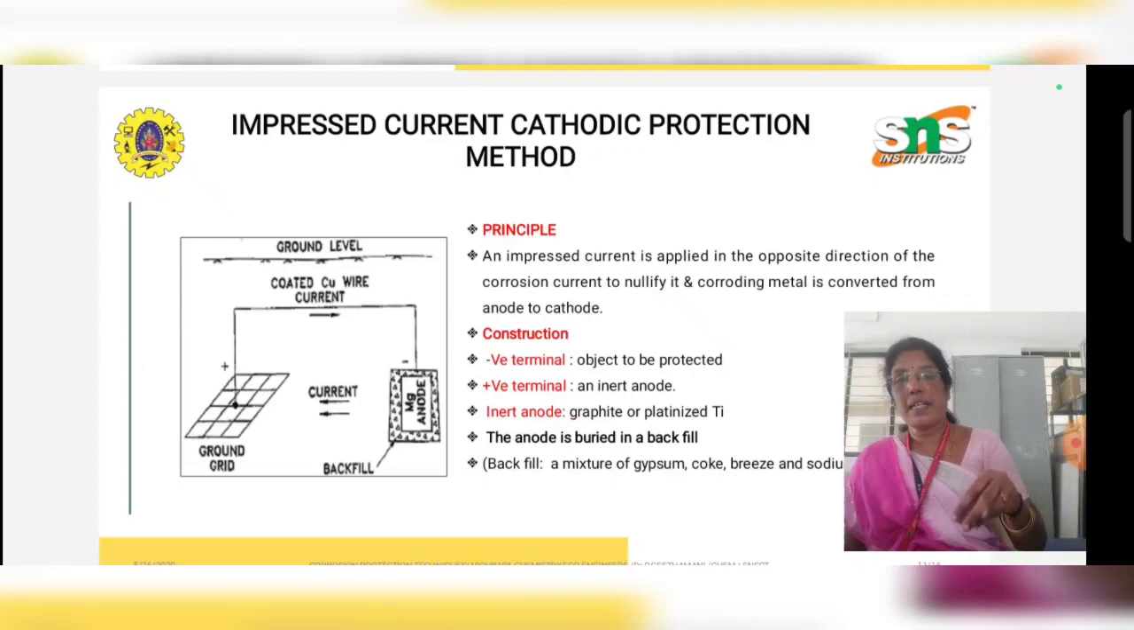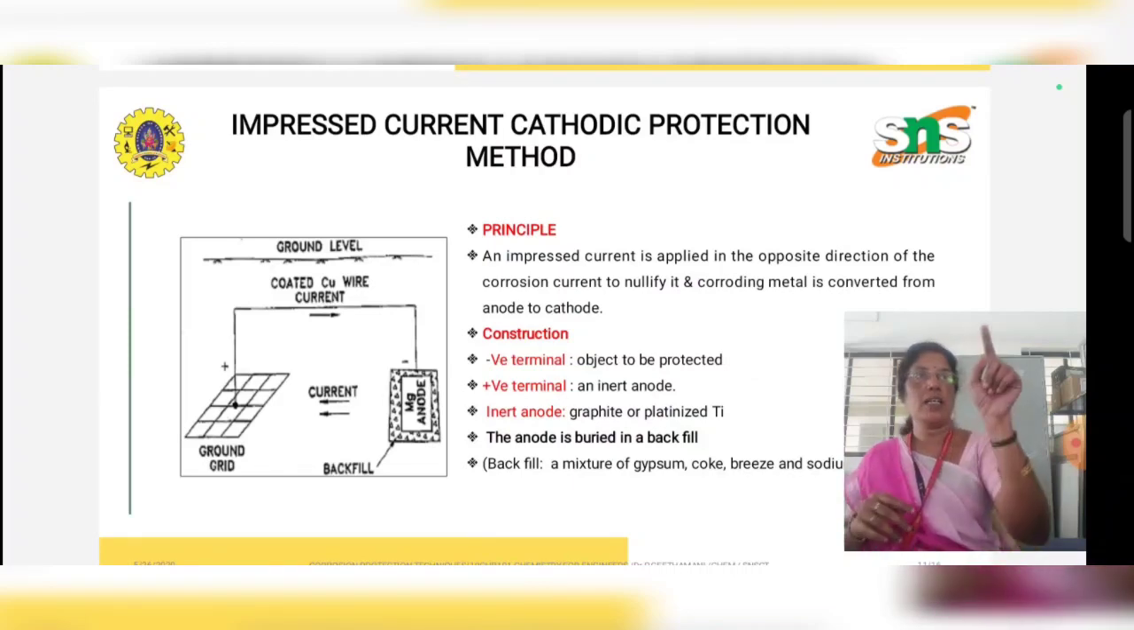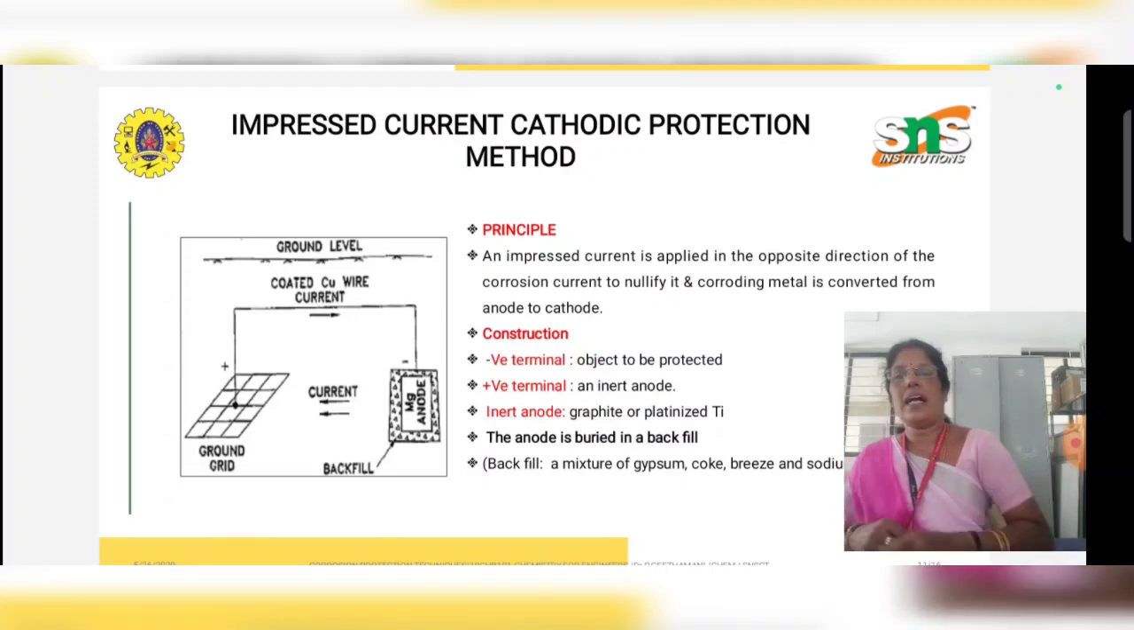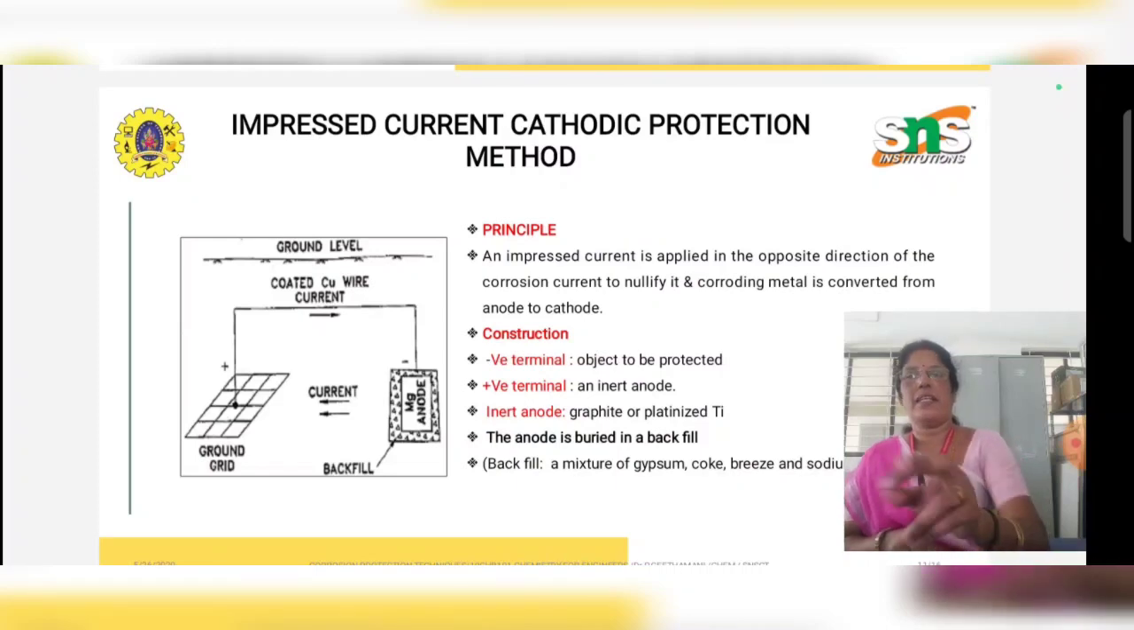This anode is buried in the backfill. For example, a ship is protected from corrosion. Any part of the ship is connected to the negative terminal of the battery, so it acts as a cathode and is not affected by corrosion. The positive terminal of the battery is connected to the inert anode, made of either platinized titanium or graphite, which is buried in backfill. Backfill consists of gypsum, coke, grease and sodium sulfate.